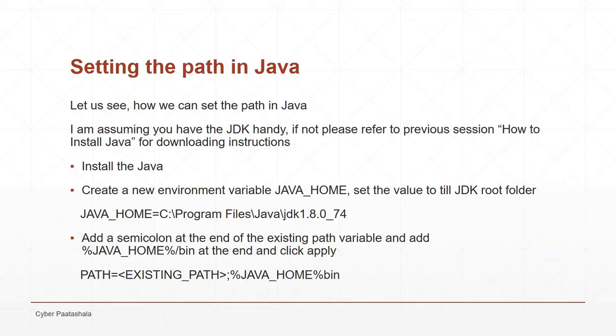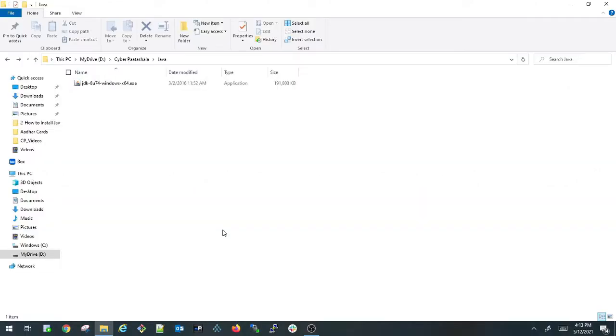So let us see how we can set the path in Java. I'm assuming that you already have the JDK handy. If not, please refer to the previous session on how to install Java, for downloading as well as installation. To keep it in sync, I'm installing Java again today. Let me go to the folder. Here I have my JDK installer, jdk1.8.0_74. I'm just double clicking on it.